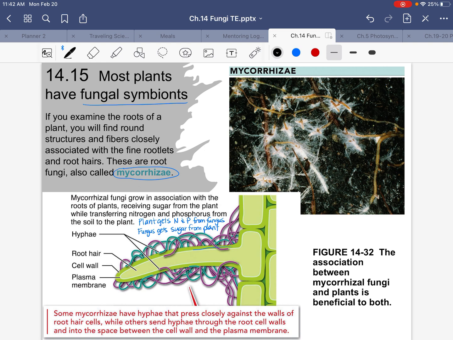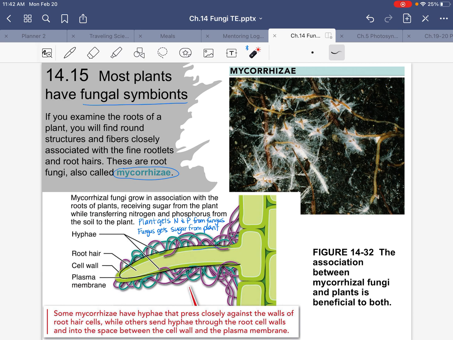Our last thing is our mycorrhizal interactions with plants. So these are the root hairs sticking out of a plant. And on those root hairs, when the hyphae come up and get close to those root hairs, remember the hyphae absorb nutrients, and they've got this symbiotic then or mutualistic relationship. The plant is going to get nitrogen and phosphorus from the hyphae, and then the fungus can get sugars from the plant.